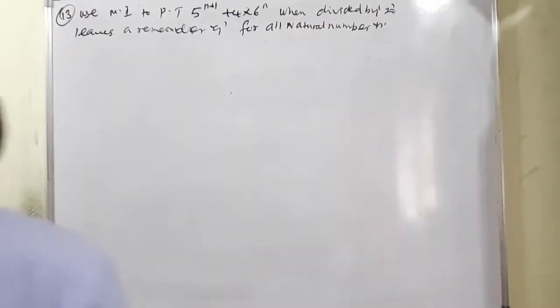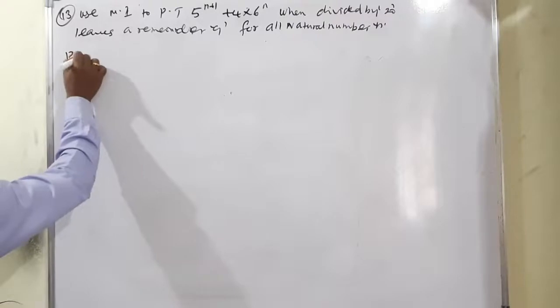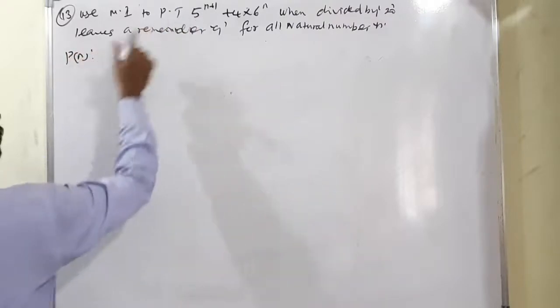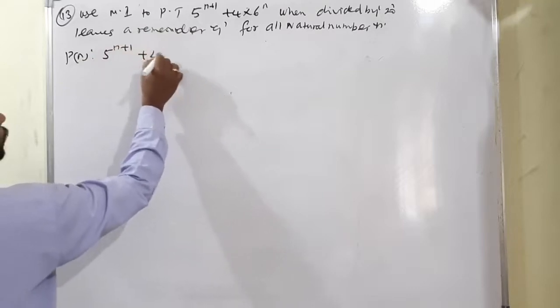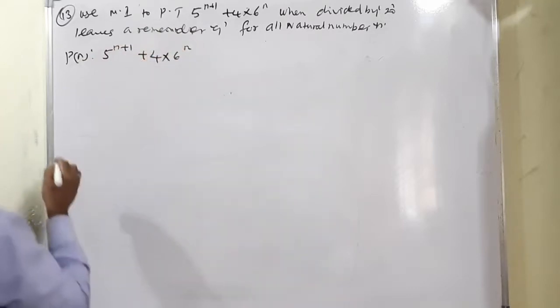Moving to question number 13. Use mathematical induction to prove that 5 power n plus 1 plus 4 into 6 to the power n, when divided by 20, leaves the remainder 9 for all natural numbers n. Condition P of n, what is the main term? 5 to the power n plus 1 plus 4 into 6 to the power n.